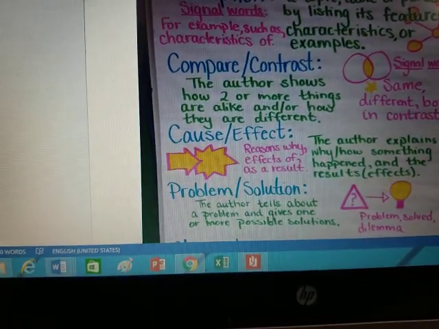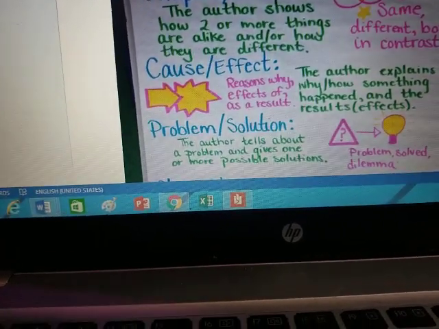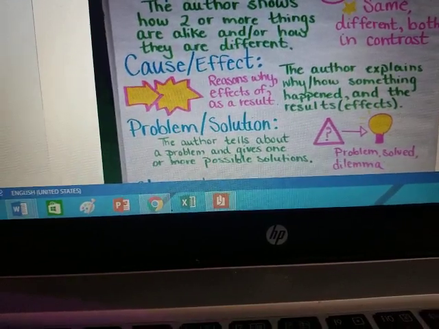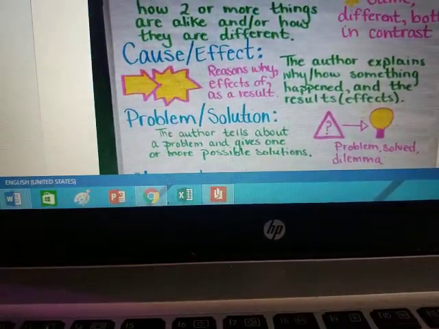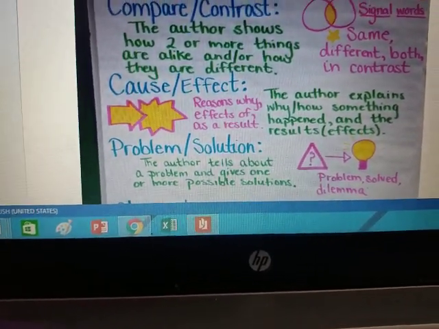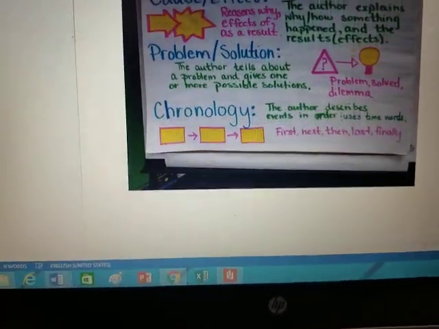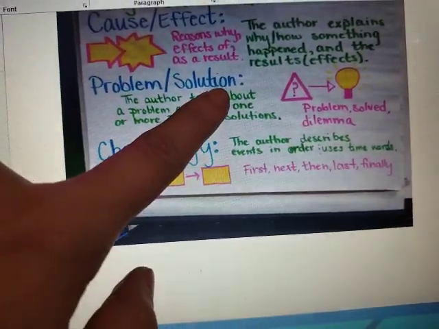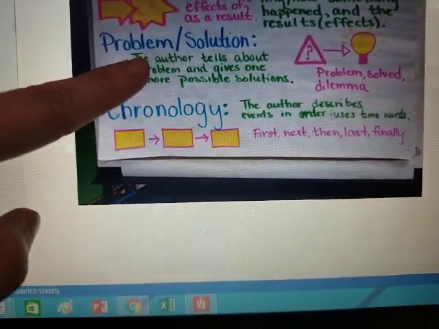If the author does cause and effect, that means because it was raining, the effect would be there was a rainbow. Or because it was snowing, I built a snowman. So if you see that kind of feature in your story, then the structure is called cause and effect. If there's a major problem in the story, but then in the story they have a solution to it, then the structure is called problem and solution.